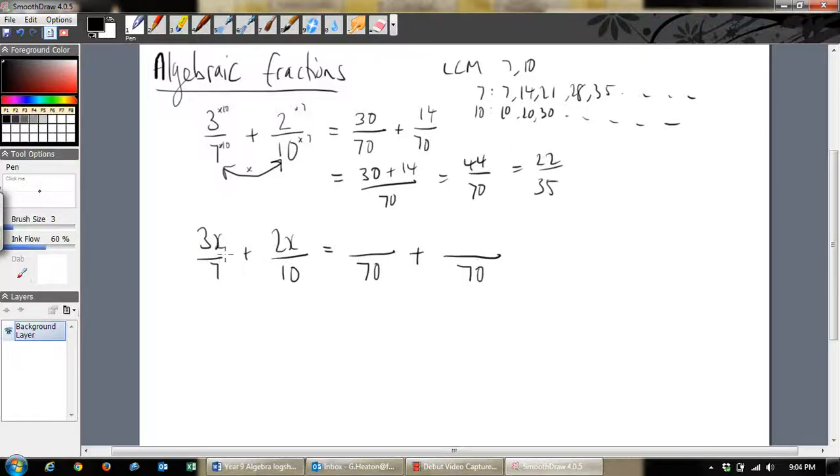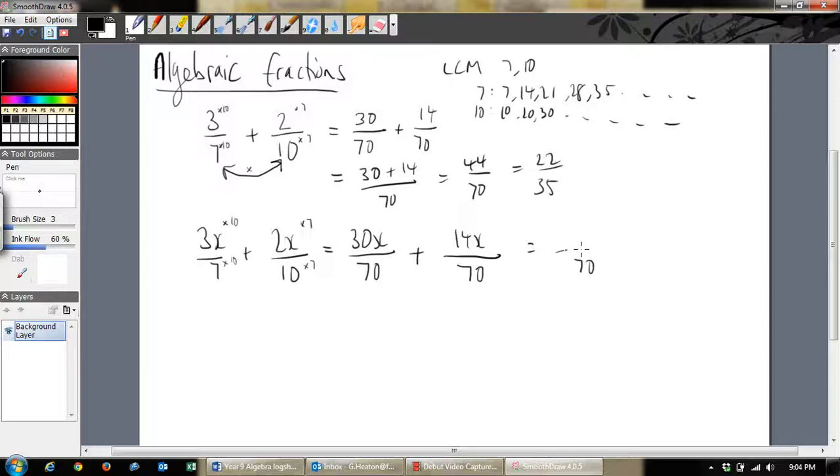What have we multiplied this fraction by? We've multiplied that bottom line by 10, so we need to multiply the top line by 10. What's 3x times 10? 30x. Fantastic. Here we've multiplied that 10 by 7, so we've multiplied that bottom line by 7. We need to multiply our top line by 7. What's 2x times 7? That's 14x.